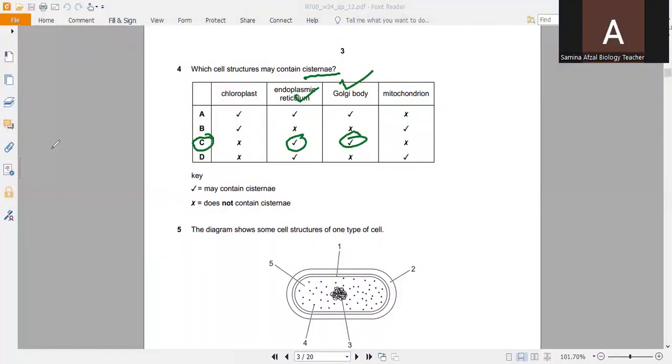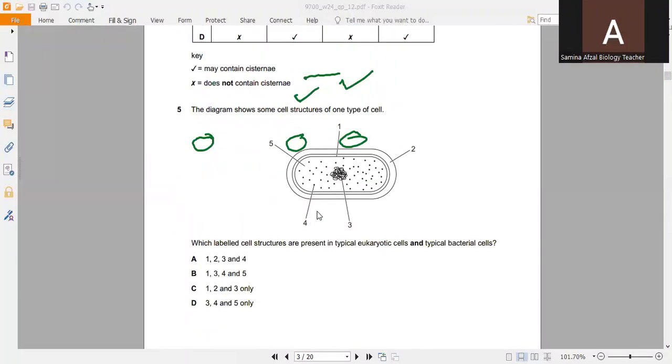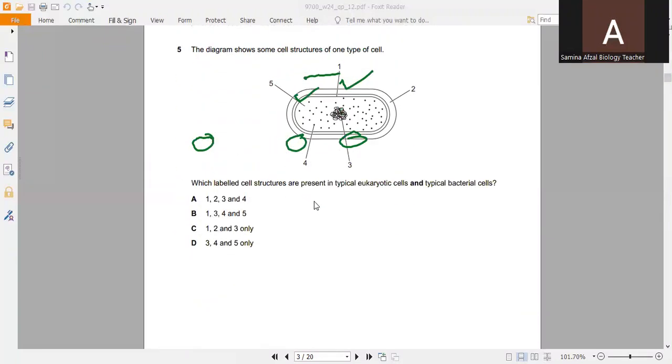Now we are moving towards the next question, and question number 5 is: the diagram shows some cell structures of one type of cell. Here I think this is the prokaryotic cell. So which labeled cell structures are present in a typical eukaryotic cell and a typical bacterial cell?